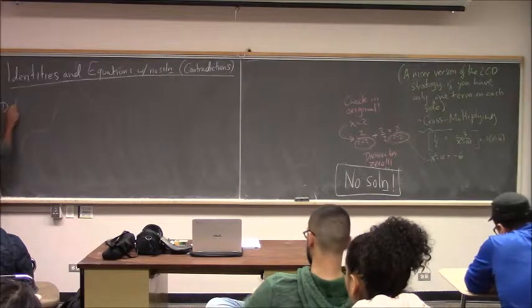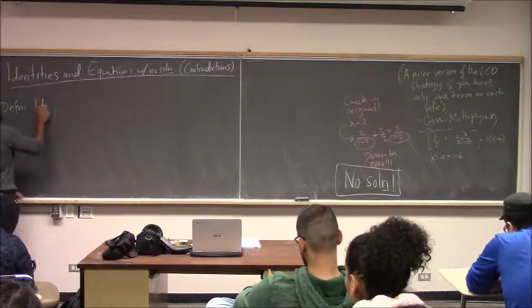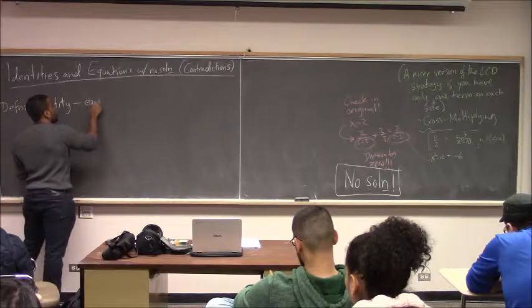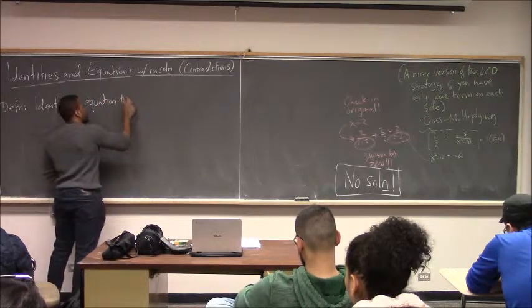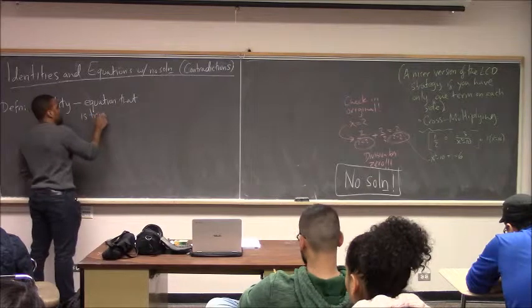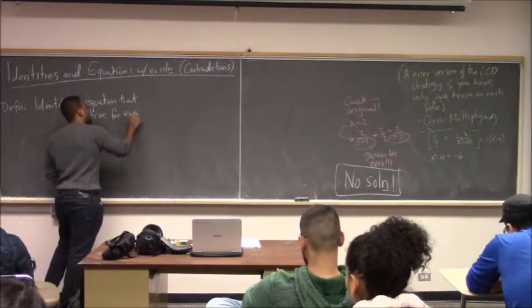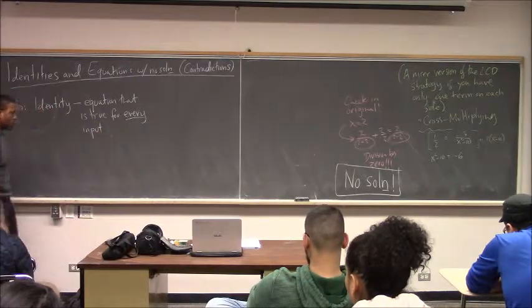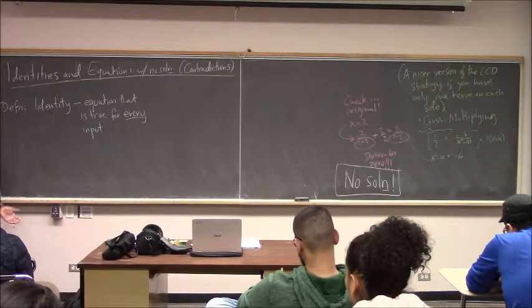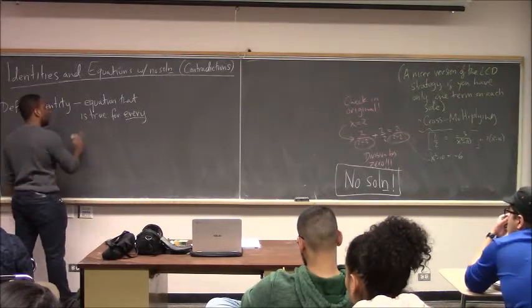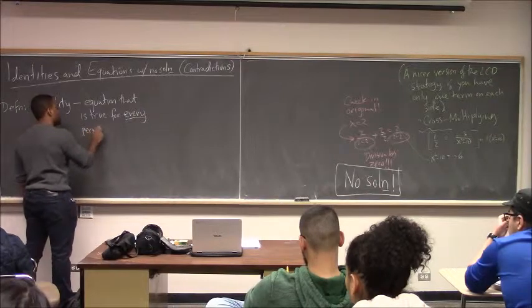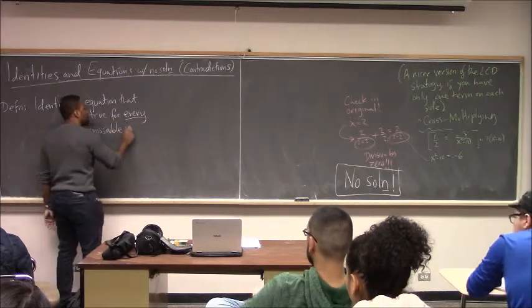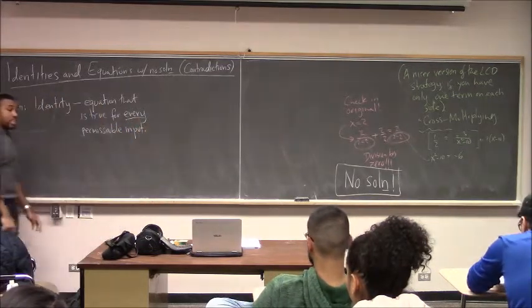So an identity, this is an equation that is true for every input, or every permissible input, right? Obviously, if there's something that will stop you from plugging in a certain value, that's not permitted. This is called an identity.